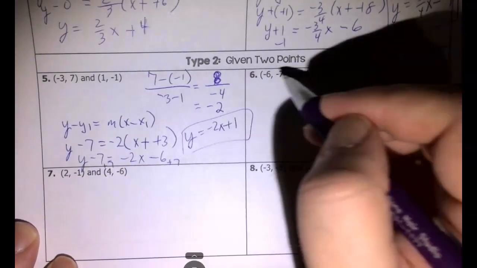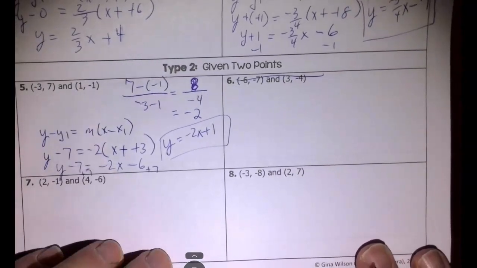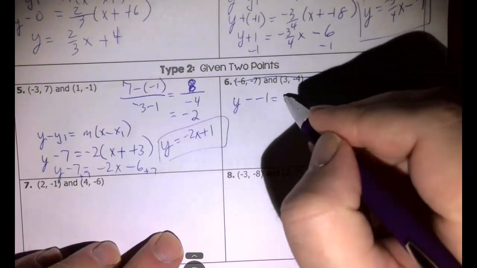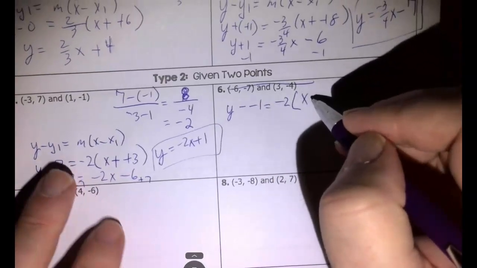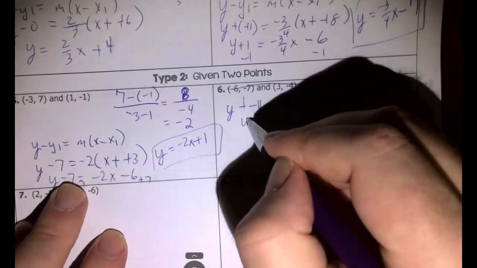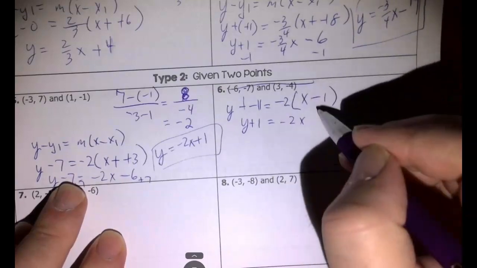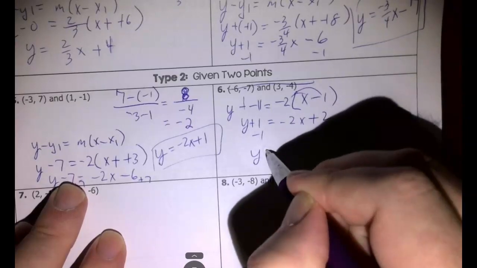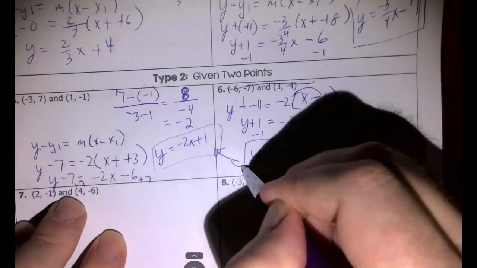Now, I'm not going to do this one, but I'm going to show you that I can use the other point and get the same answer. So, y minus negative 1 equals negative 2 times x minus 1. Okay, so plus, plus there. You get the idea. Okay, negative 2x, negative 2 times negative 1 is positive 2. Bring the 1 over. Y equals negative 2x plus 1. Same answer as that one.